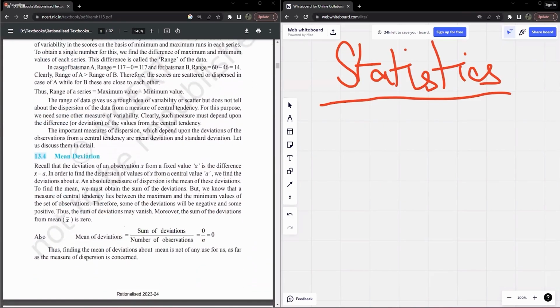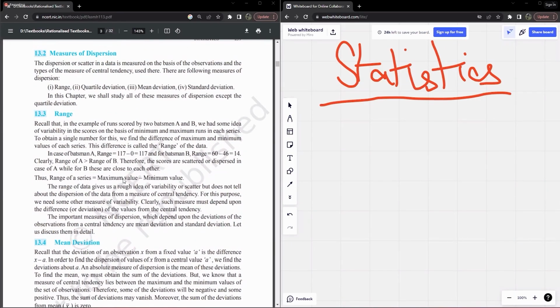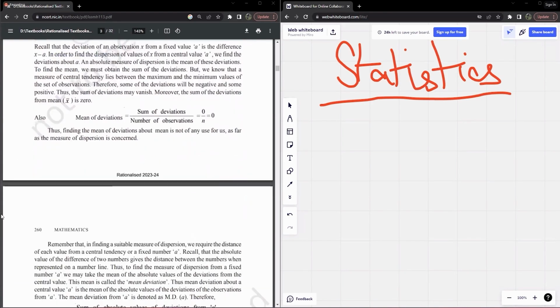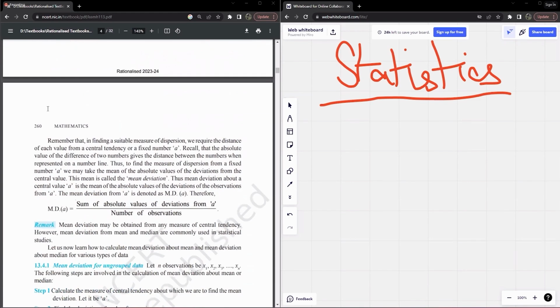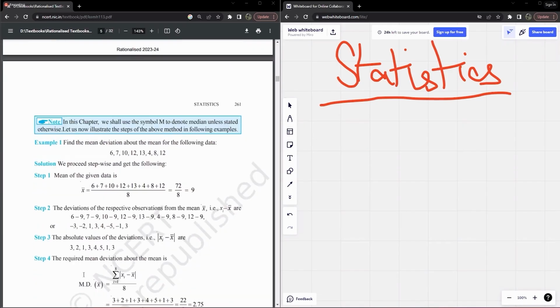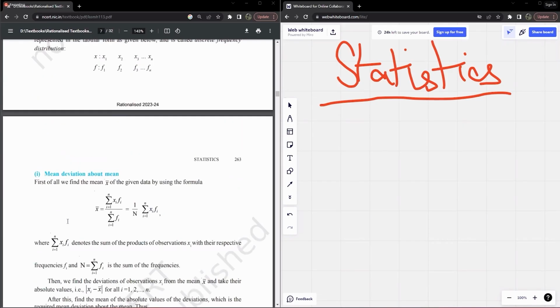So you have four measures of dispersion: range, quartile deviation, mean deviation, standard deviation. The mean deviation is basically the deviation from the mean. You basically do x minus a, and then you sum all these values and divide by the number of observations. That's basically your mean deviation. Then you have your quartile deviation. Wait a minute, where's quartile?